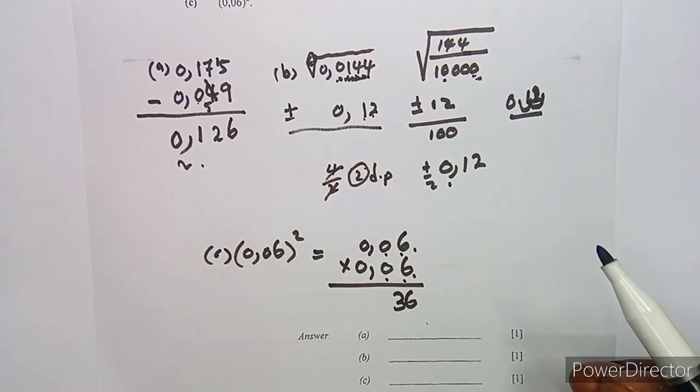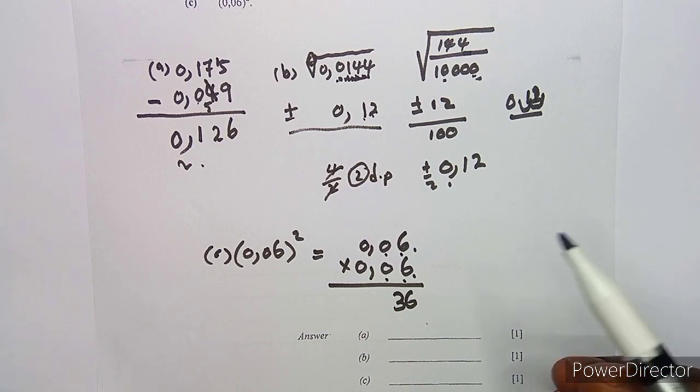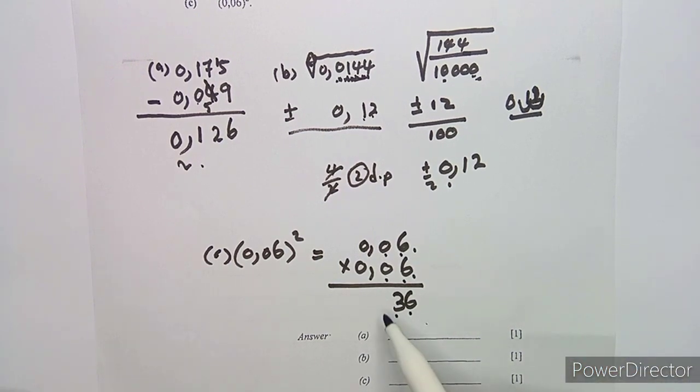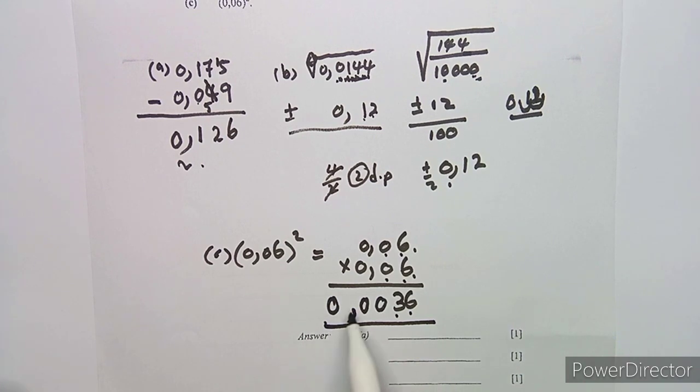So my answer is going to have 4 digits after the comma. That is 1, 2, 3, 4. So now these are the 4 digits which are supposed to be after the comma. So the comma is supposed to be like this, 4 digits after the comma, like that. So that's what we had, guys.